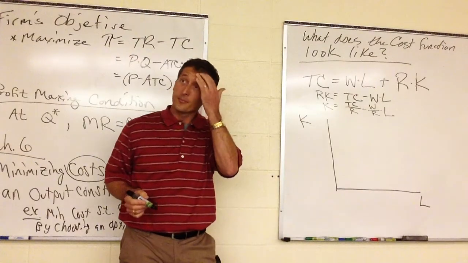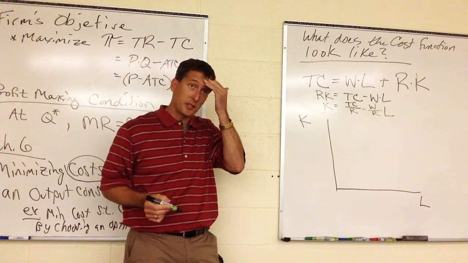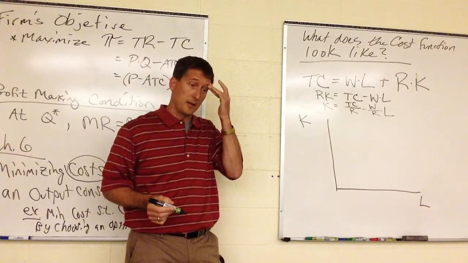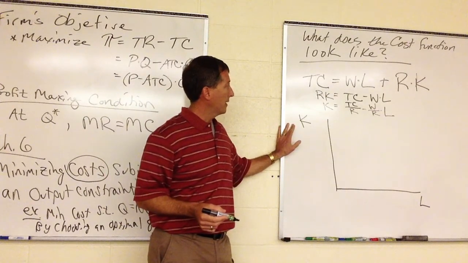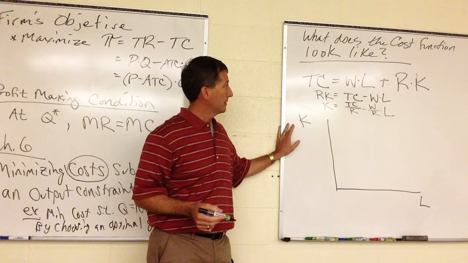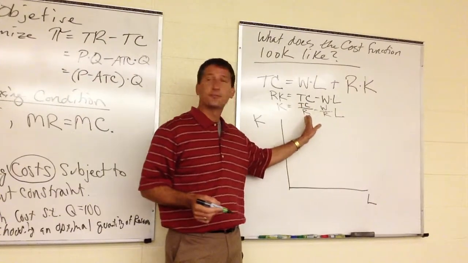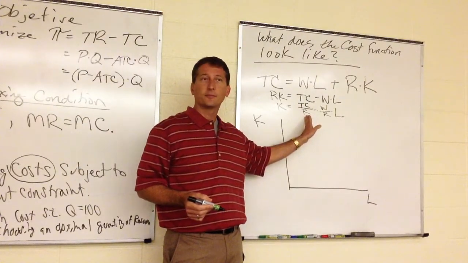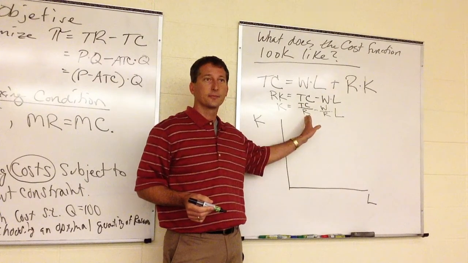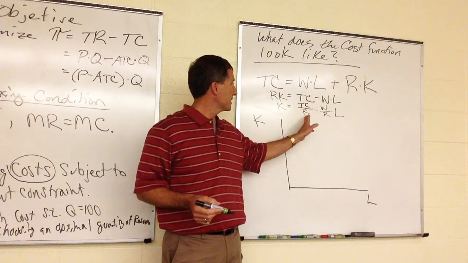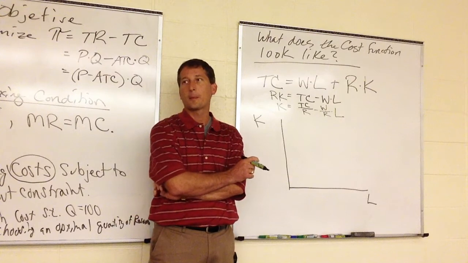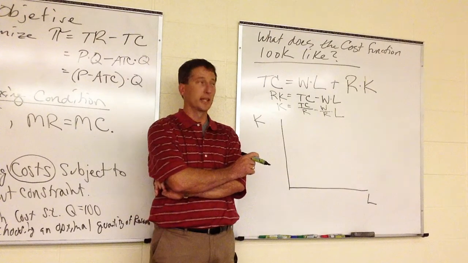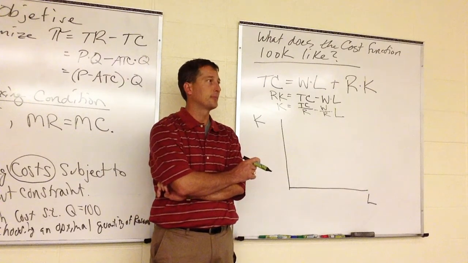What form did we put that equation into? Slope-intercept form. Okay. What does this chunk mean? TC over R. It's what? The intercept. What does it mean though?